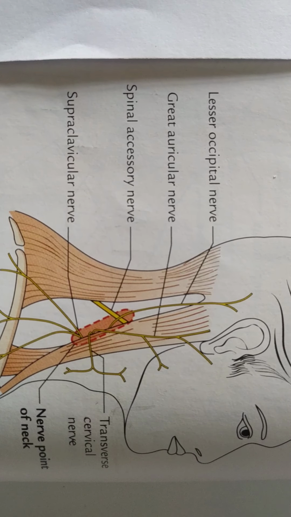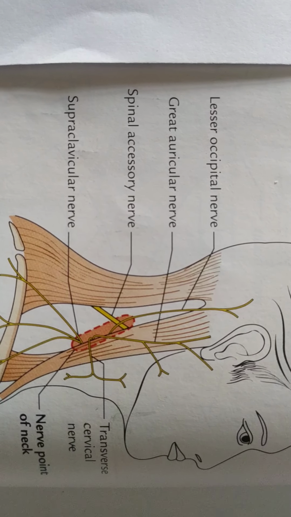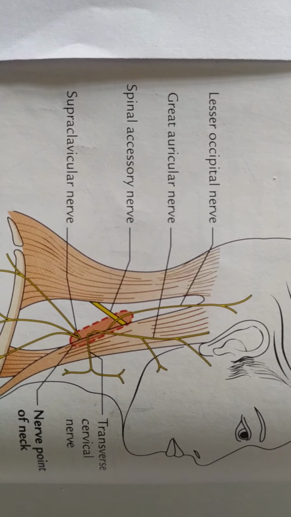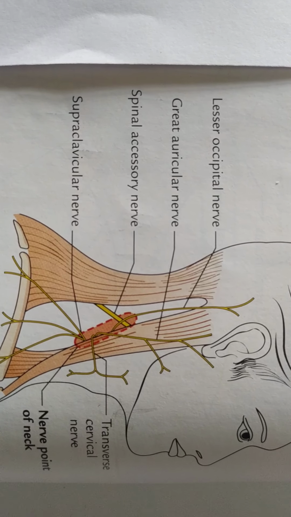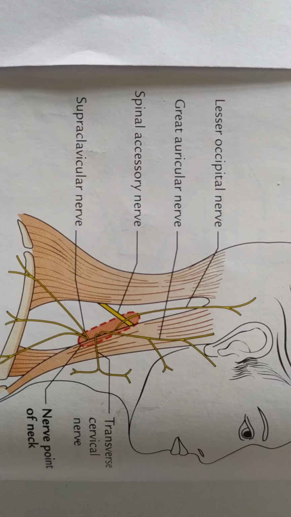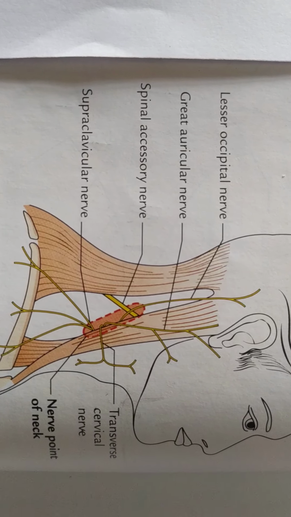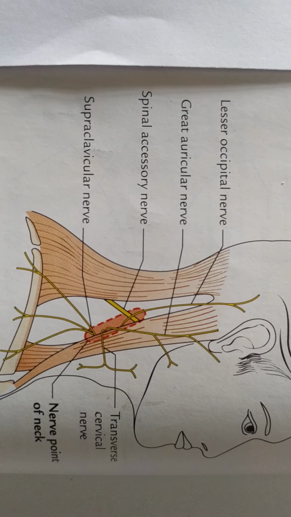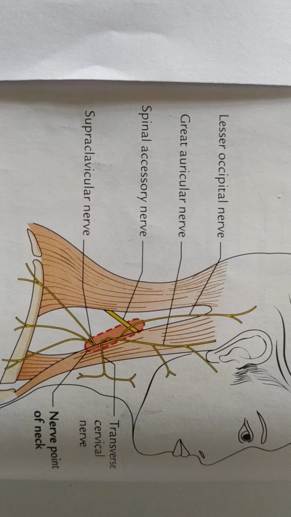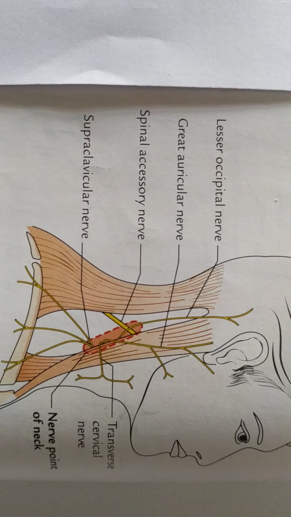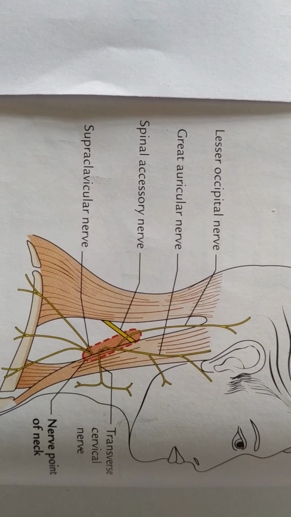This picture depicts the nerve point of the neck. It is the junction of the upper one-third and middle one-third of the posterior border of the sternocleidomastoid, where the four cutaneous nerves derived from the brachial plexus and the spinal part of the accessory nerve emerge. It is regarded as the nerve point of the neck. In cervical plexus nerve block, anesthetic agent is injected at this site.